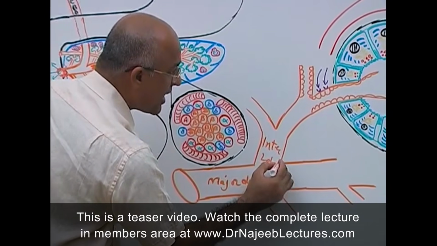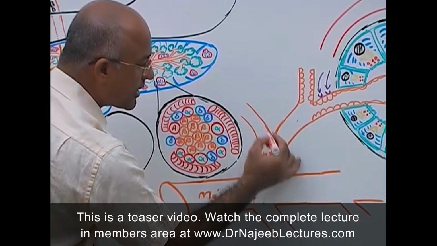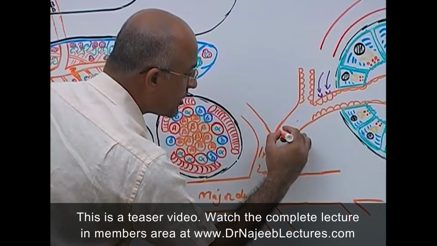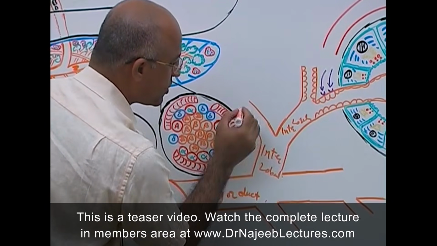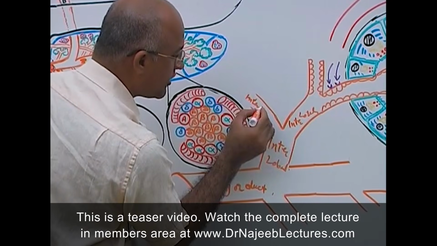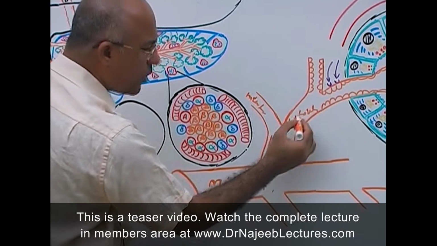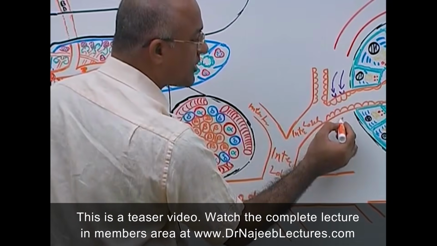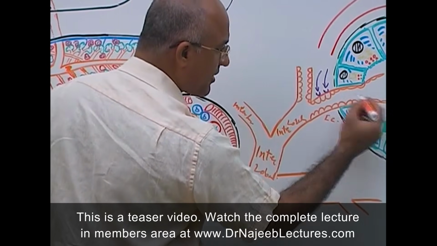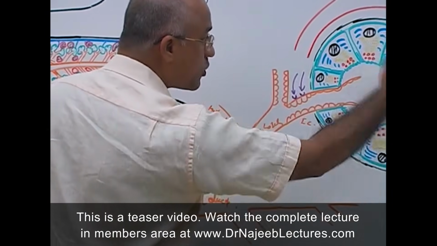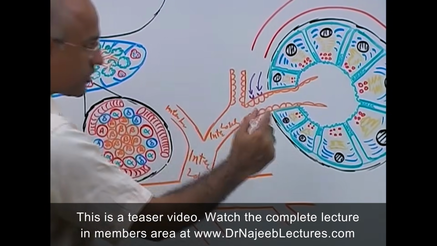Lobar duct, and then what are these which are draining into interlobar duct? These are interlobular ducts. So these are inside the lobules, interlobular ducts, and interlobular ducts actually drain into intercalated ducts. These are intercalated ducts, and this part of the intercalated duct which is extending into the acinus. This is very important to understand.